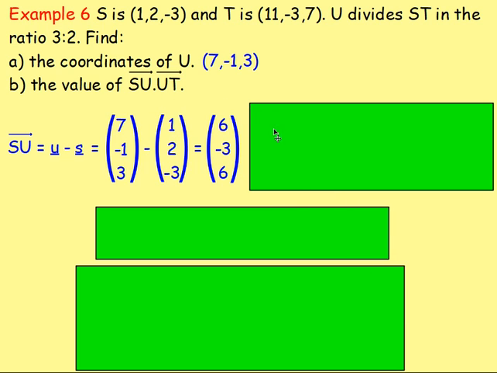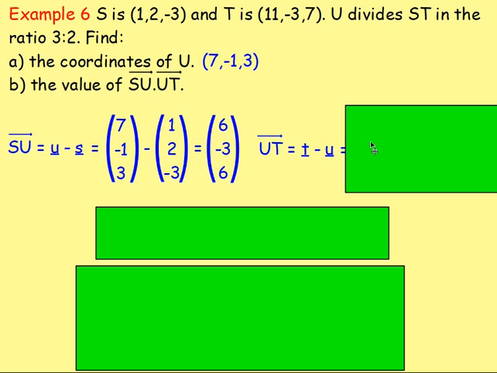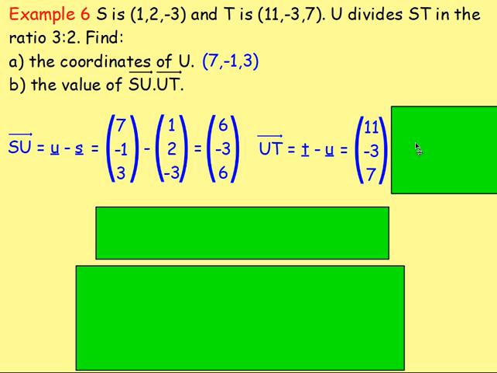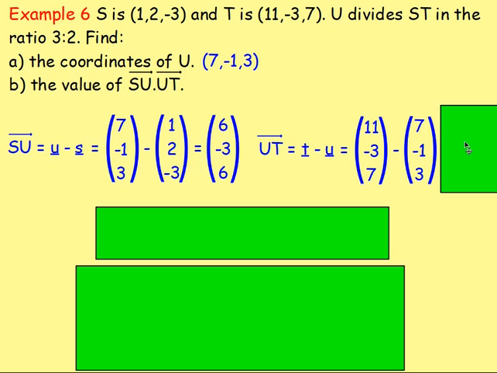Do the same thing for ut. So ut is going to be t minus u, giving you 11, negative 3, 7, take away 7, negative 1, 3. Meaning you will have the vector 4, negative 2, 4. Just like that. After that, where would you go from there? What would you do, Grace?